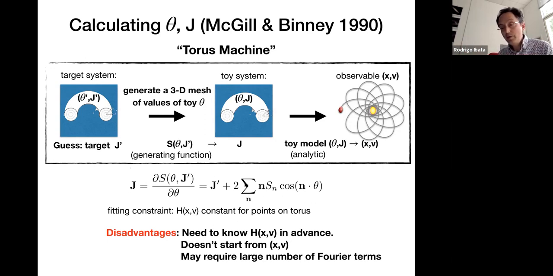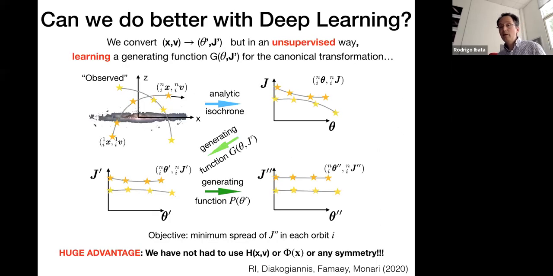And you might need quite a large number of Fourier terms to get this to work. So what we did during the first lockdown was to develop an algorithm to do this in a completely automated way, where we go from the observed positions and velocities of points along orbits. We then use an analytic isochrone to go into action and angle space. And then the important step is to use a neural net for a generating function that allows us to go from this toy system into closer approximations to the real system. So the objective of this is to obtain essentially flat actions for each one of these orbits.